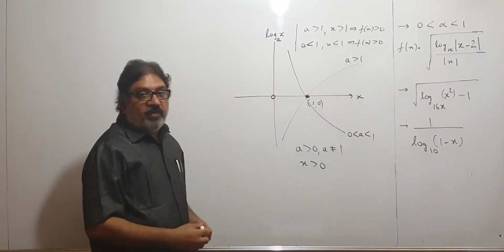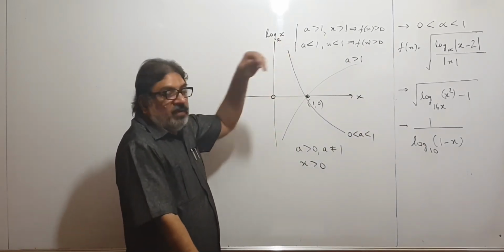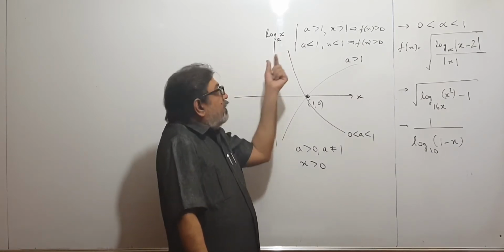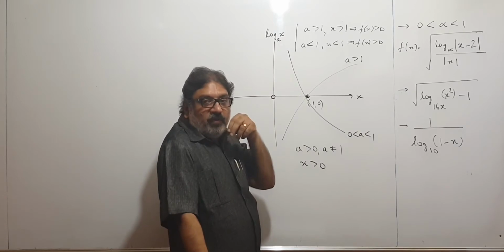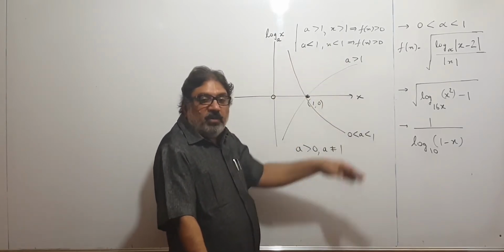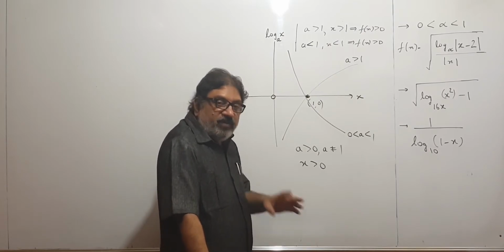So children, remember one thing: when the base and x both are more than 1, then the function is positive, and when both are less than 1, then also the function is positive. If one is less than 1 and the other is more than 1, then the function will be negative.